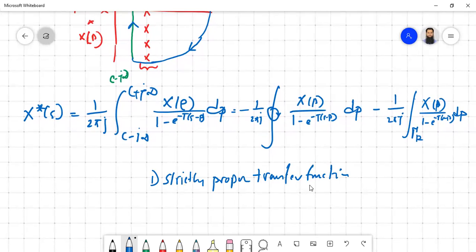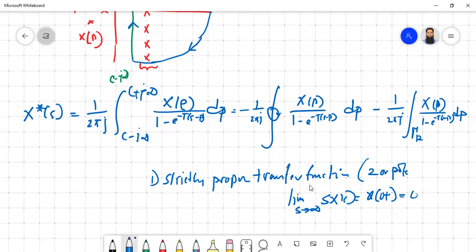And in the particular case, they are interested in the initial value. So they are actually using that formula: limit as s tends to infinity of s X(s) equals x(0), the initial value. So if your numerator has two or more poles than zeros, then this vanishes and becomes 0.